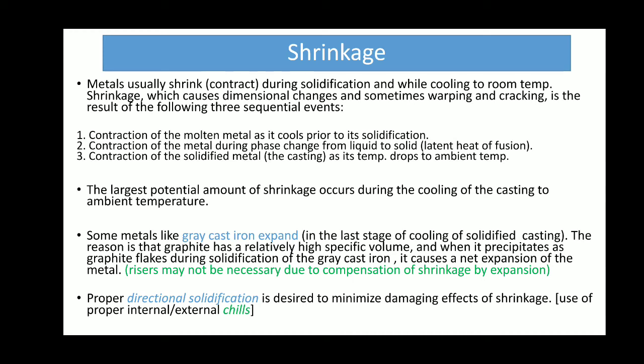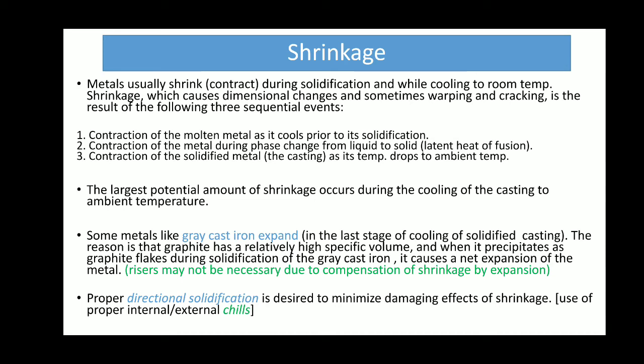Now this shrinkage sometimes causes dimensional changes, because previously whatever dimension we had, due to shrinkage there will be deviation from the proper previous dimension. Sometimes warping and cracking etc. also happen because of abnormal shrinkage. Generally there are three sequential events. The first one is contraction of molten metal as it cools prior to its solidification.